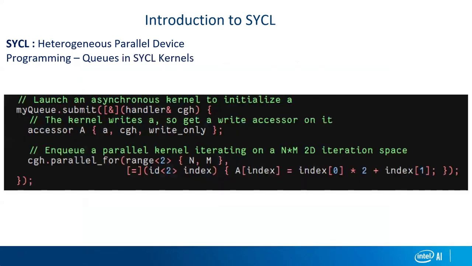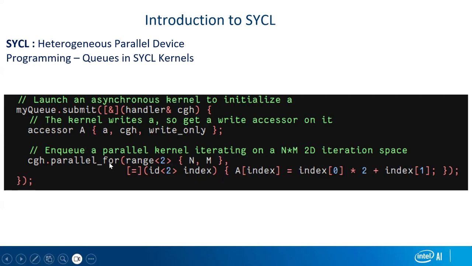So this is how a queue looks like. My queue is a queue instance, and we submit, and we pass an accessor over here. We'll be seeing this example shortly. This accessor has only write, so it cannot read. So there is no kind of race condition involved over here, because it is only a write operation.